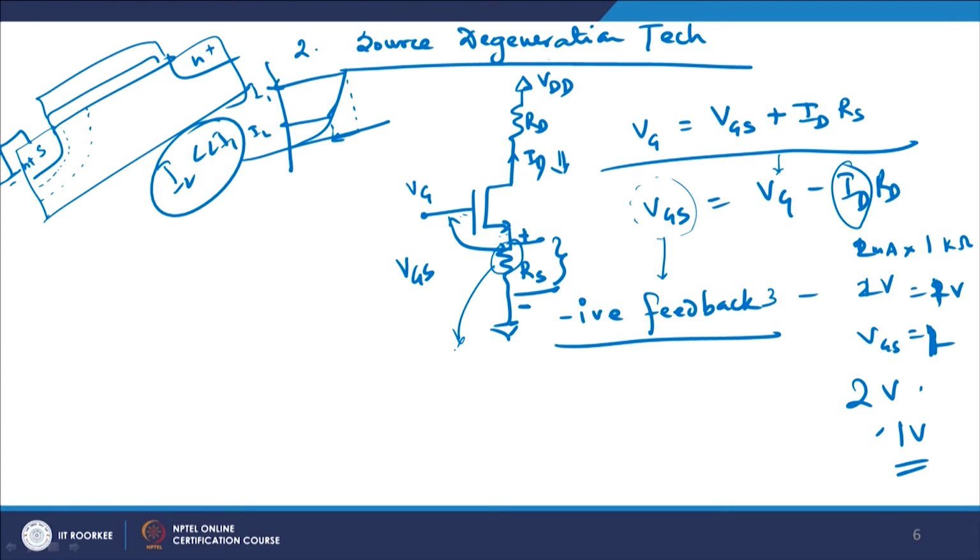This is known as source degeneration resistance.